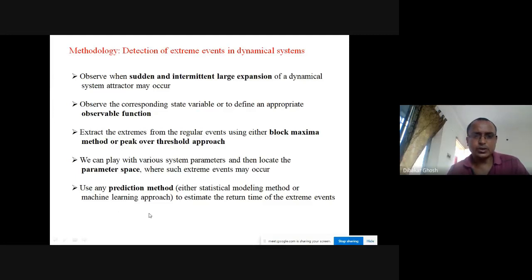Then the natural question is, can we predict this event? This is a very challenging and very difficult problem in real life. So we can try to predict using some statistical method or recently developed machine learning approaches. We can predict the return time of the extreme events.